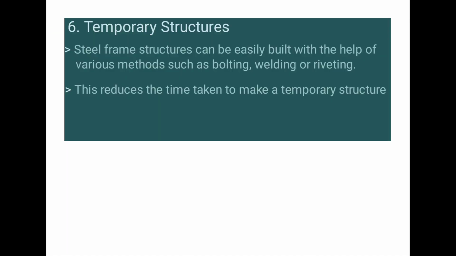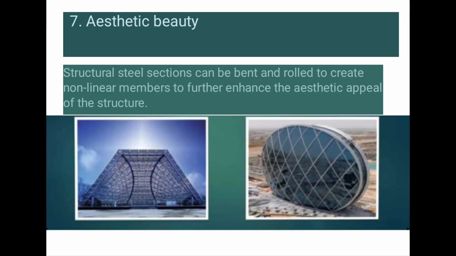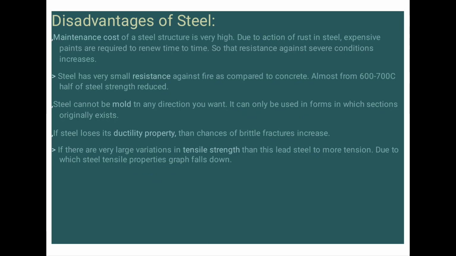Next one is temporary structures. Steel frame structures can be easily built with the help of various methods such as bolting, welding and riveting. This reduces the time taken to make temporary structures. We can see the structures which are formed by steel. The aesthetic beauty: structural steel sections can be bent and rolled to create non-linear members to further enhance the aesthetic appearance of the structure.